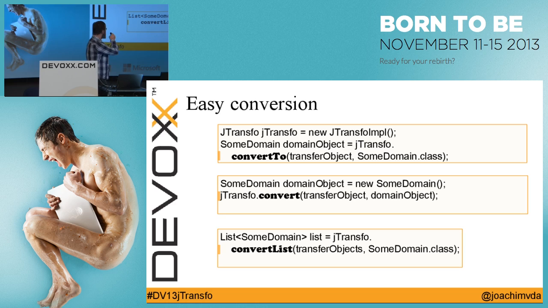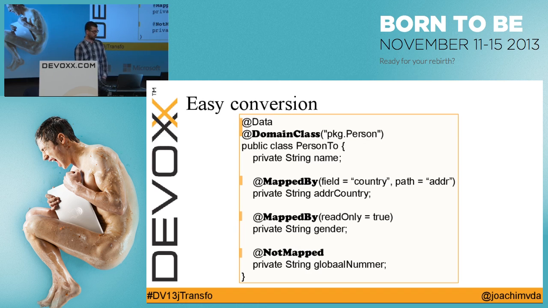As a second example, you can also convert directly into an existing object, so that it will basically override fields which are already there. And there is a convenience method in case you have a list of objects, so that you can just convert the entire list. Right. So what does your transfer object look like?